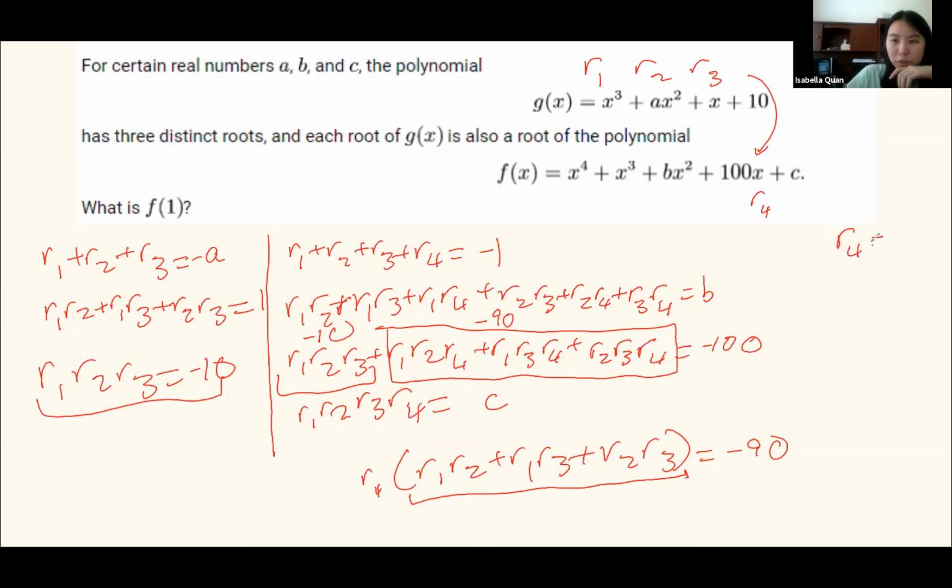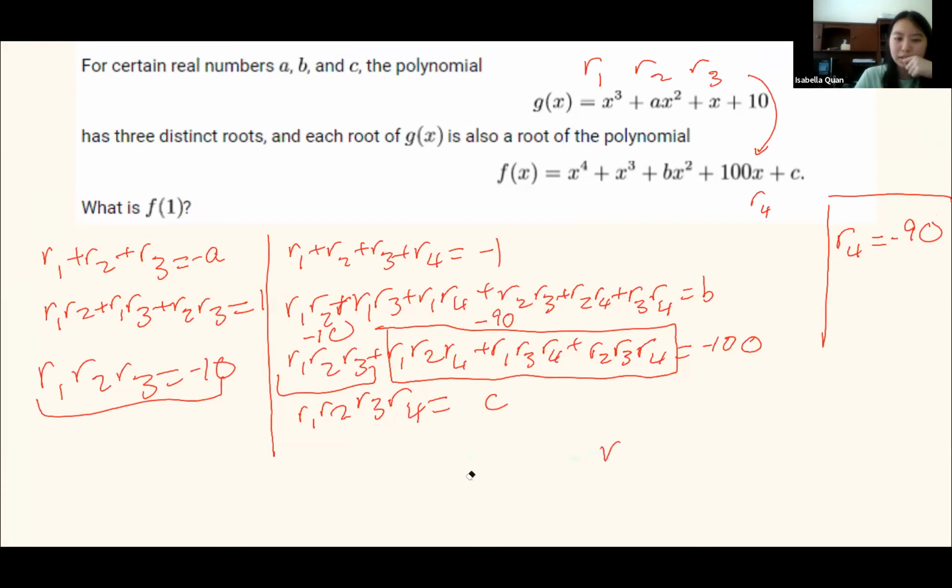And we're going to write this up in the corner. R4 is negative 90. Okay, awesome. It's a really good place to begin. Can we find C now? That's another good step to completing this question. C is going to be 900, because if we take negative 90 and multiply by negative 10, we have C is 900.